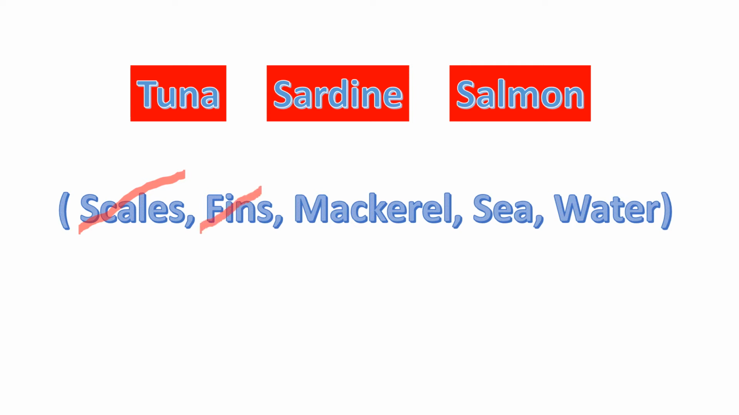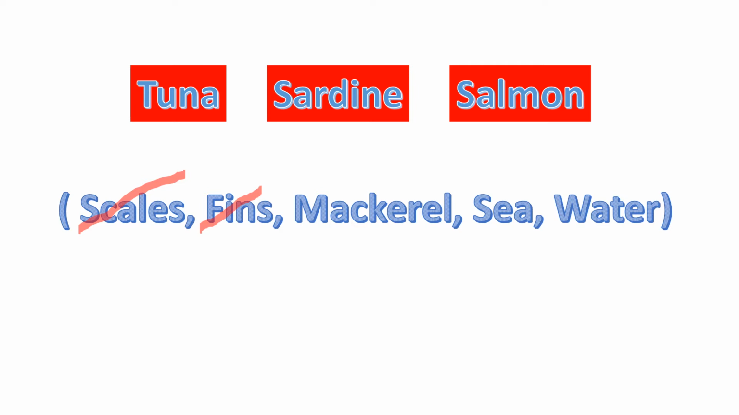Mackerel. Do you know what a mackerel is? If you don't, that's not a problem. We can move on and have a look at the words that we know what they mean. Let's have a look at the next one. Sea. We should all know what sea is. We've probably been to the seaside. Is sea a type of fish?